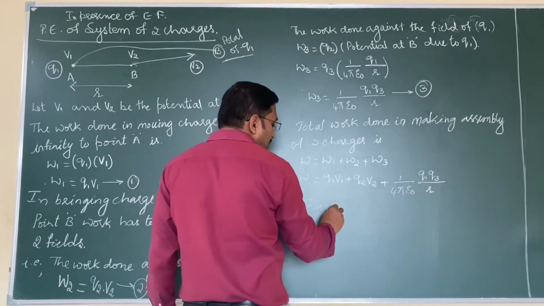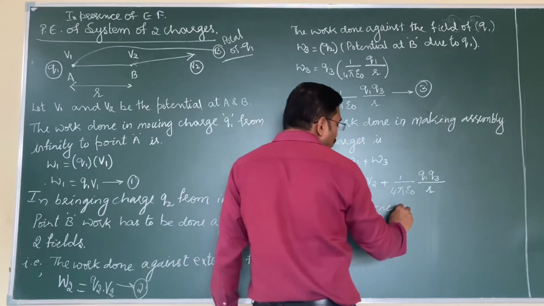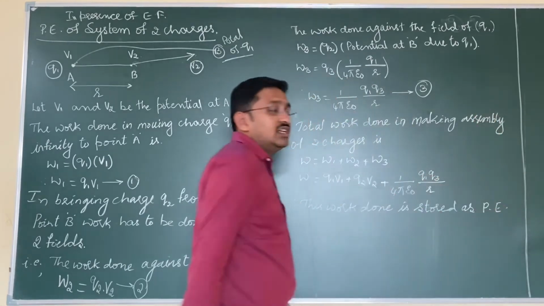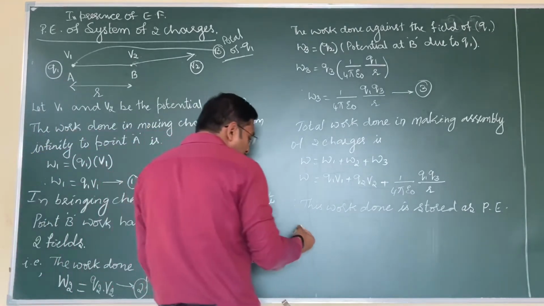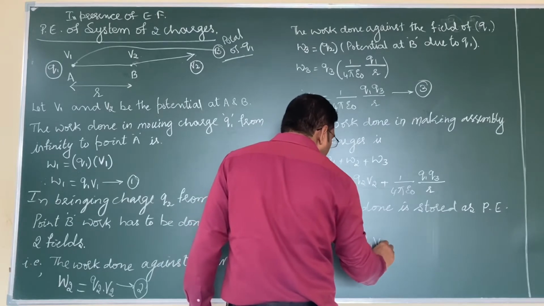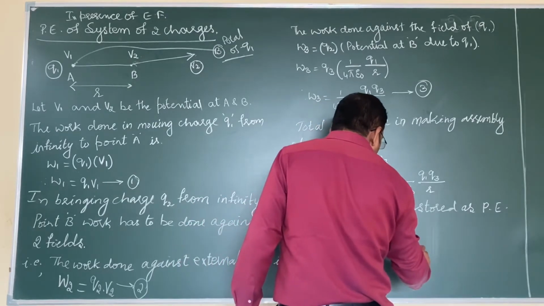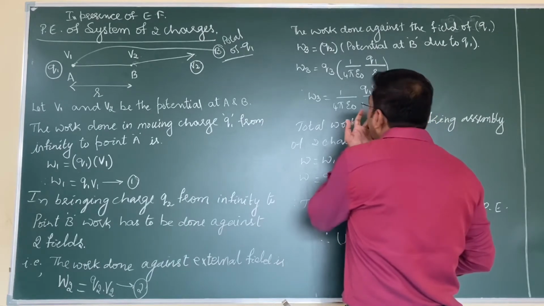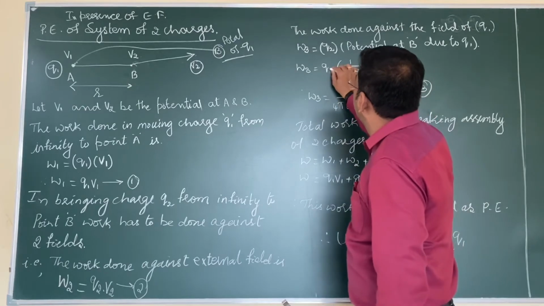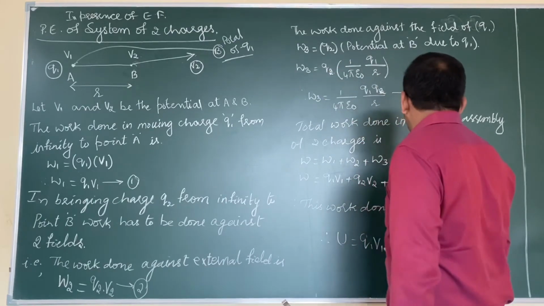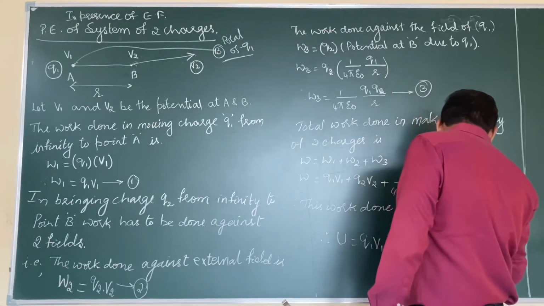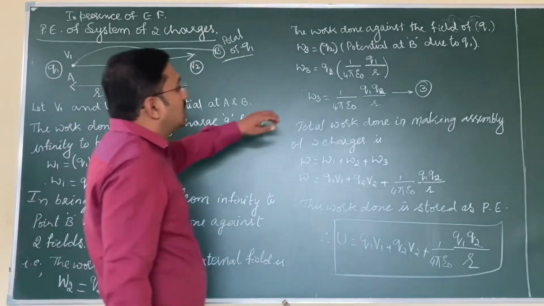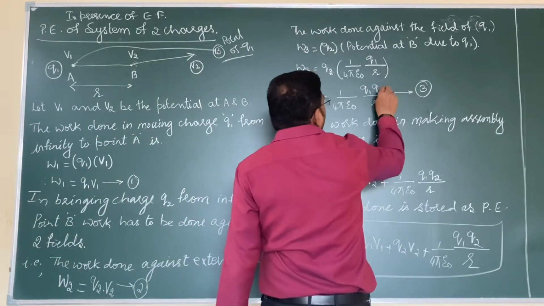As you know, this work done is stored as potential energy. Therefore U is equal to q1 V1 plus q2 V2 plus 1/4 pi epsilon naught into q1 q2 divided by r. Sorry, this is q2, this is also q2. I had mistakenly written q3 for the charge q2. Make it q1 q2 by r.